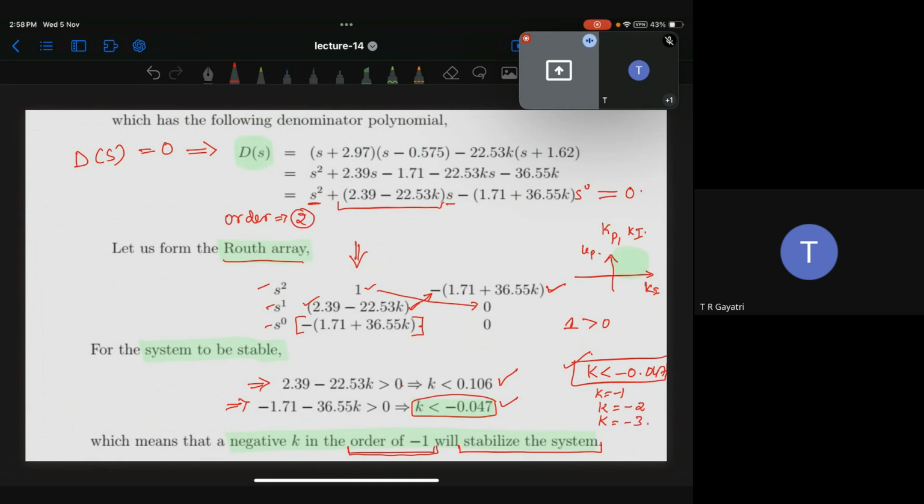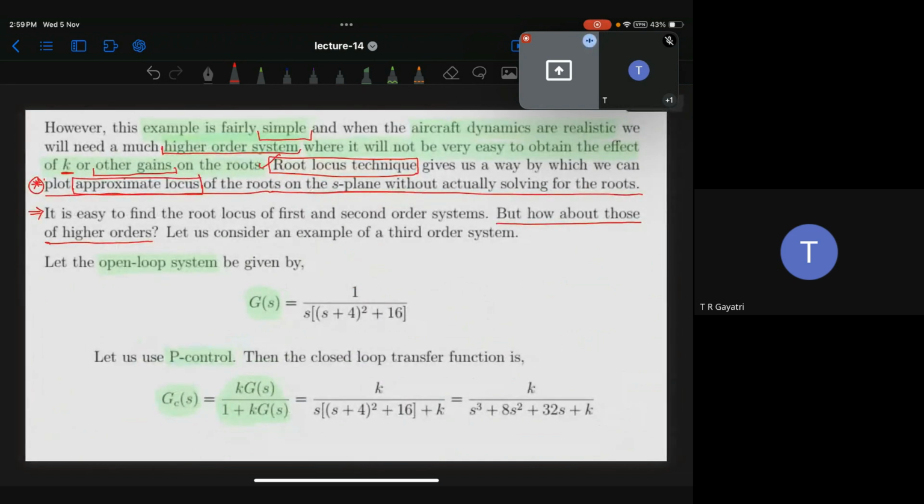So basically what the root locus will give you is a path like this. This will be k equal to -1, -2, -3. Is this clear? Yes. Starting either from 0 to infinity or 0 to -infinity, it will give you a kind of path where you can easily see how the roots are diverging, how they are varying, and in which direction the roots are going as you vary the k.